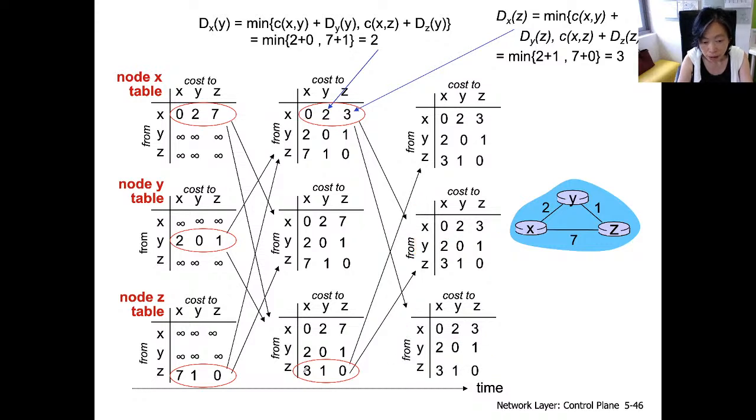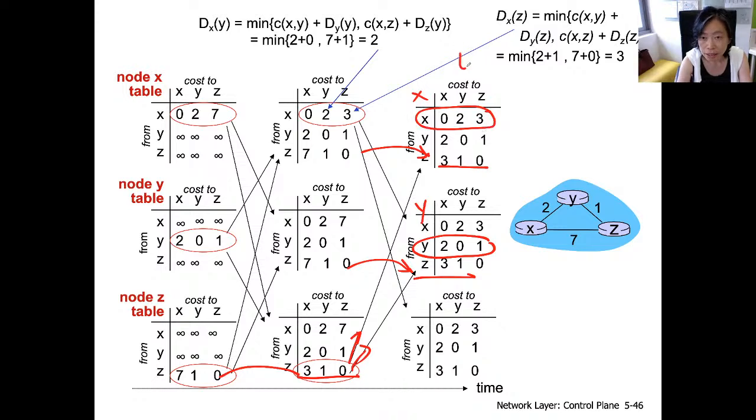Similarly, when z updates dz, that is a new entry, because it's different from 710 previously. So x and y here would both update the dz entry. Okay? And again, no, y will recalculate dy, no, x will recalculate dx.